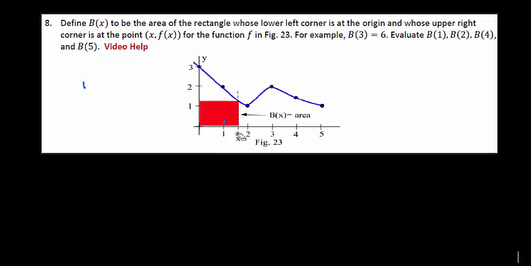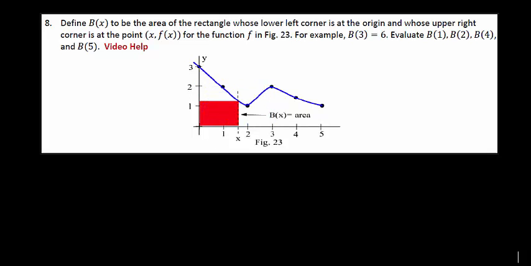Okay, let me erase that. Whereas b of 1.5 roughly, it looks like, is the area inside this red box. If we go over to 2, b of 2 is equal to this area right here. And if I continue to go on, b of 3 would be this total area right here. So hopefully you're following me now.